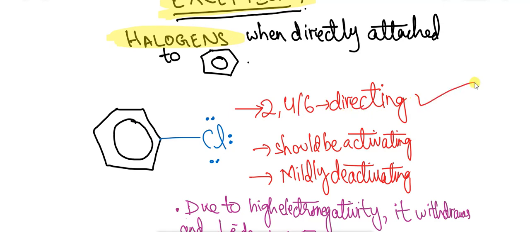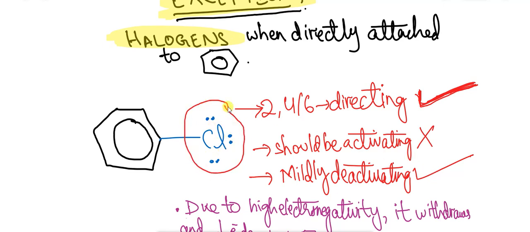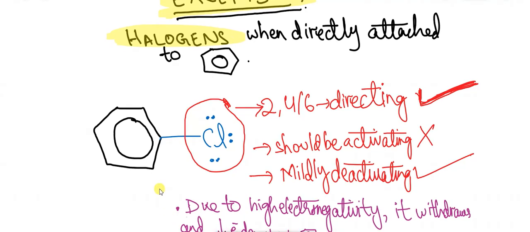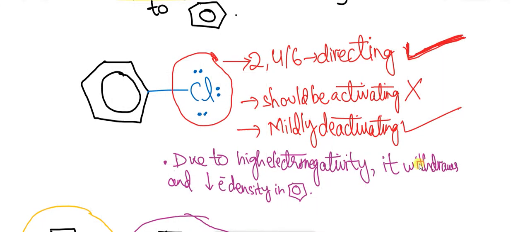They are 2, 4, 6 directing, no doubt, because of the lone pairs. They should be activating, but this is not the case. This is the exception. They are mildly deactivating. Basically all the halogens are mildly deactivating. Chlorine is most frequently tested in our exam, so that's why I've given this example. It is mildly deactivating because of its high electronegativity.